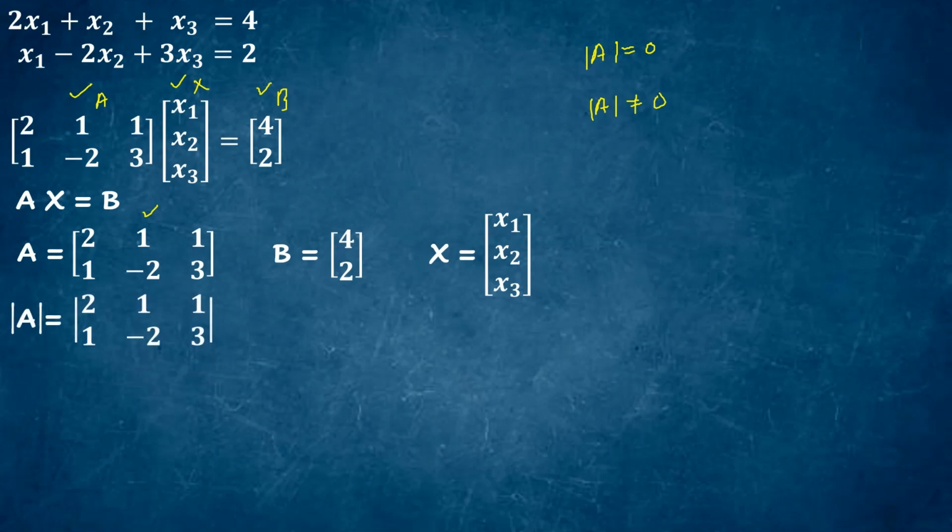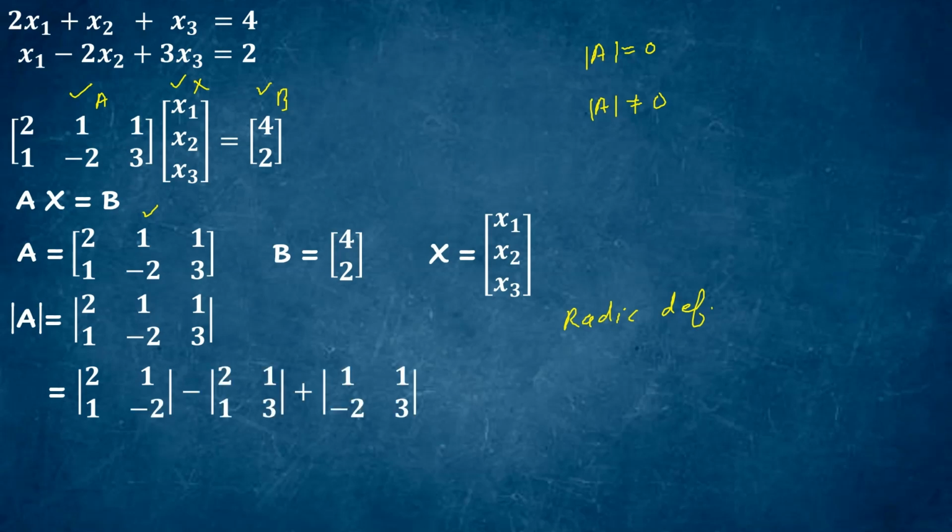We find the determinant of this non-square matrix using Rodrick's definition for determinants of non-square matrices. This definition says this determinant is evaluated in this manner. Here, the first column is associated with the second column, and we construct a 2 cross 2 determinant. Minus, the first column is associated with the third column, and another 2 cross 2 determinant is constructed. Plus, the second column is associated with the third column, and another 2 cross 2 determinant is constructed.